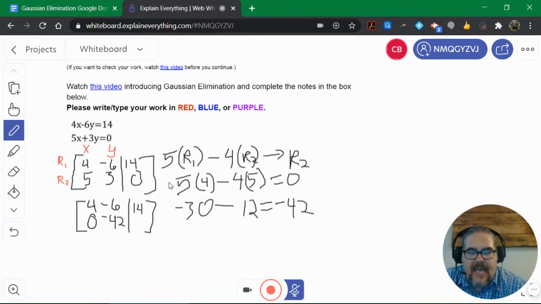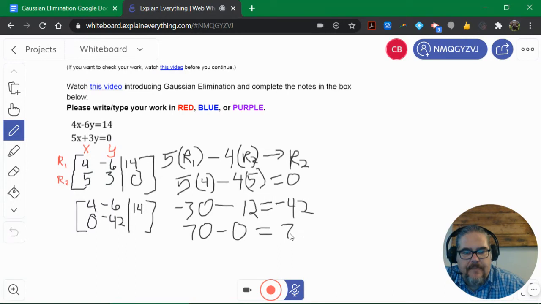And then we said 5 times row 1. So we're going to do these values right here, the 14 and the 0. So 5 times row 1, 5 times 14 is going to be 70. So 70 minus 5 times 0, or 4 times 0 is 0. So 70 minus 0. So that's going to give us 70 there.